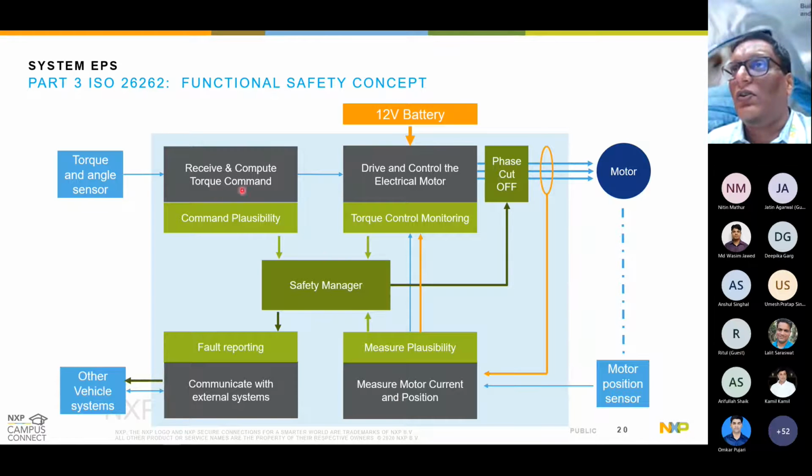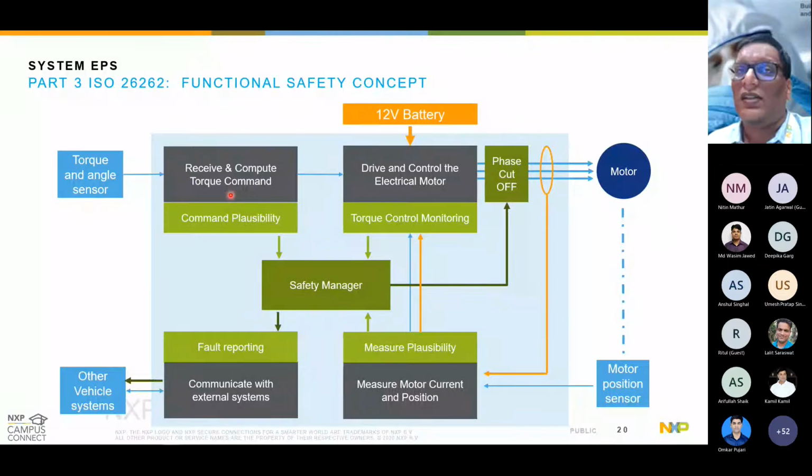Now it could be that the torque and angle sensor provides an incorrect value. So you need to have some kind of plausibility check done on this command. Maybe the driver did not command for turning the wheel, but the sensor malfunctioned, and you start to turn the wheel. So you think that there should be some kind of plausibility check.